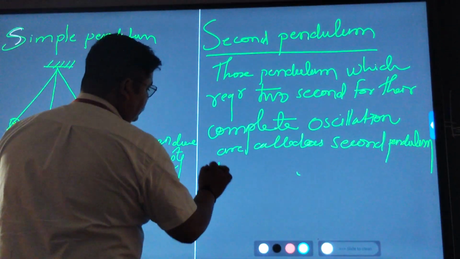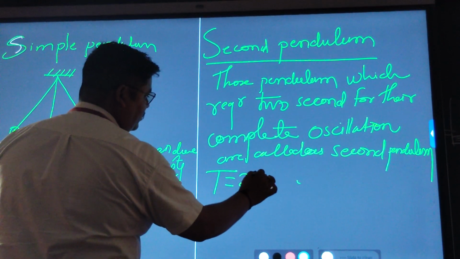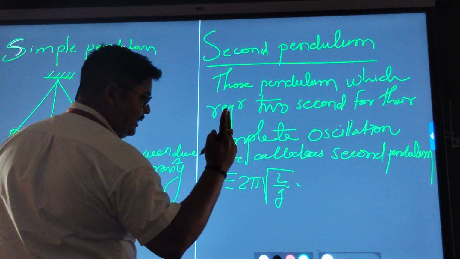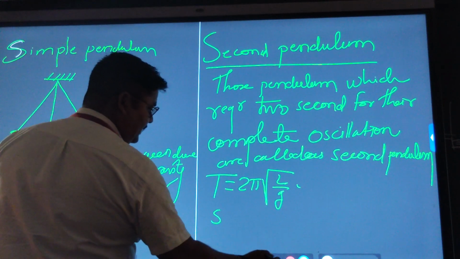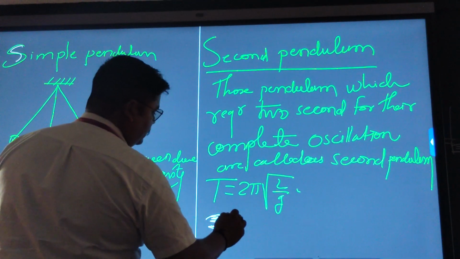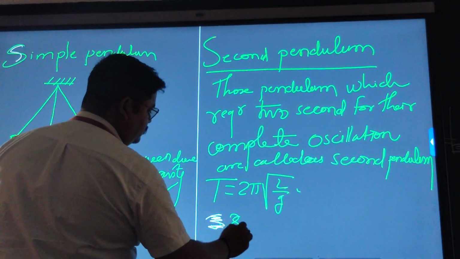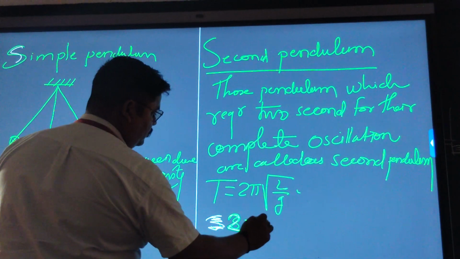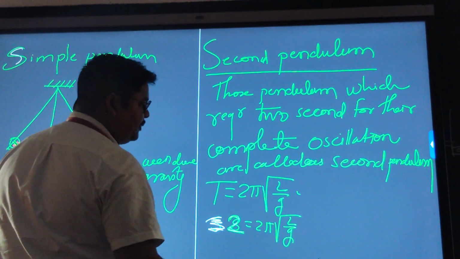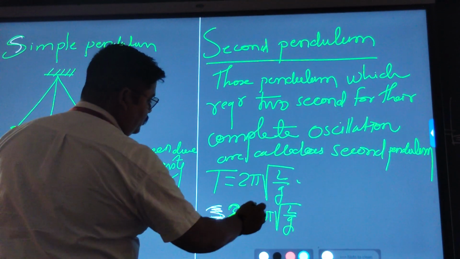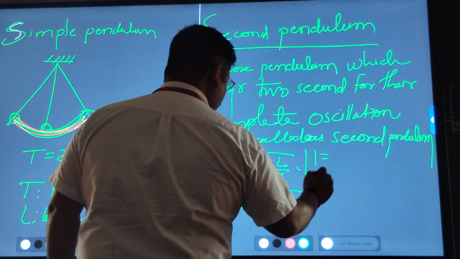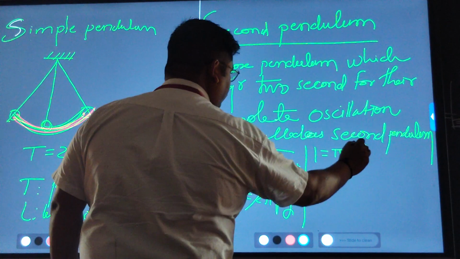T is equal to 2 pi under root L by G. What is the time? Time is 2 seconds. 2 seconds is equal to 2 pi under root L by G. Why 2? Because it requires 2 seconds. The 2 gets cancelled. See carefully, 1 is equal to pi under root L by G.